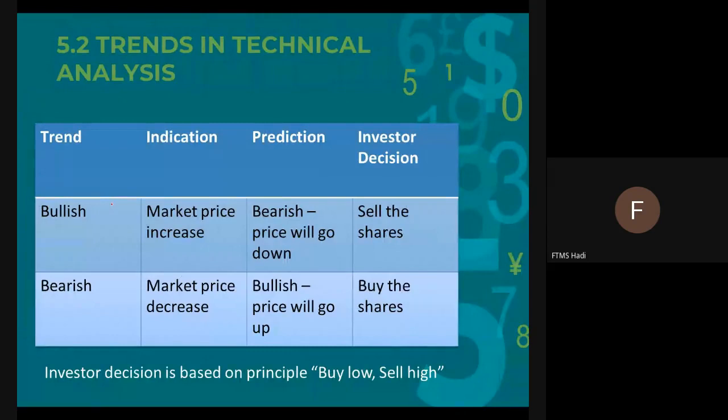All right, so there are two trends earlier. We're talking about bullish. Bullish is when market price goes up. Bearish means that market price goes down. So for bullish, market price increases, and for bearish, market price decreases.